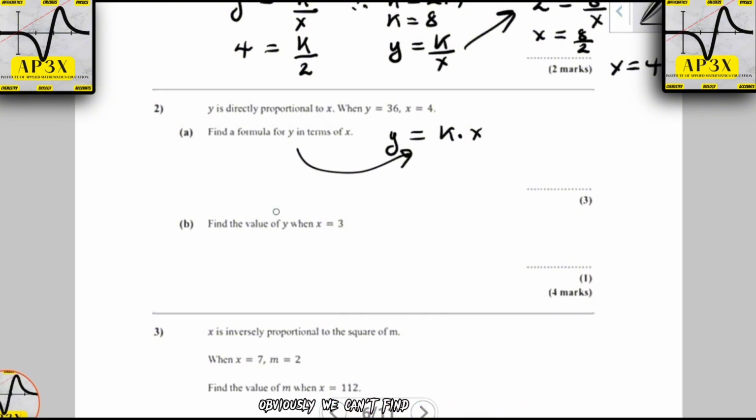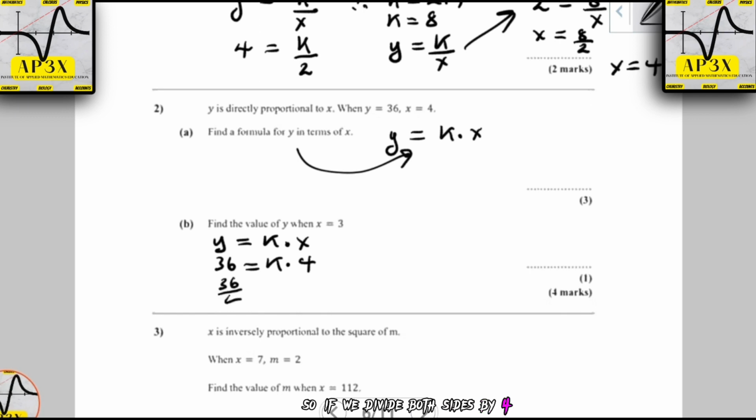Obviously we can't find y unless we have k. So therefore y is equal to k multiplied by x. They gave us an initial value of y, which is 36. K is unknown, and x here is equal to 4. So if we divide both sides by 4, then it works out that k is equal to 9.